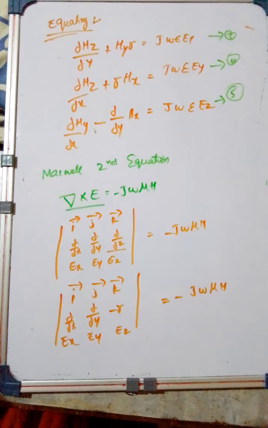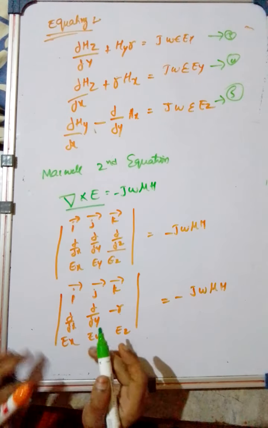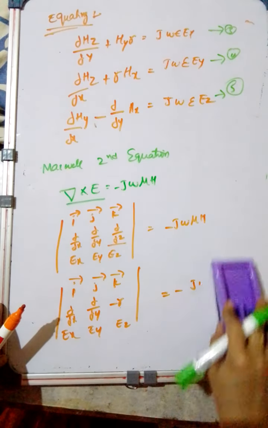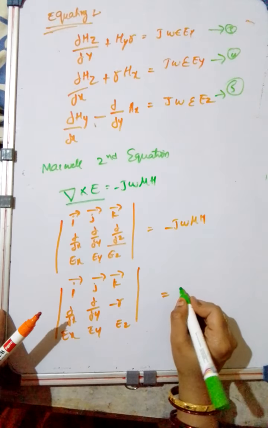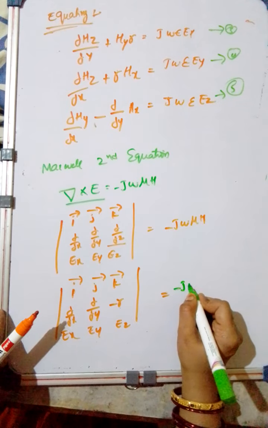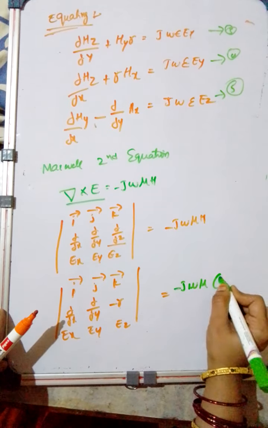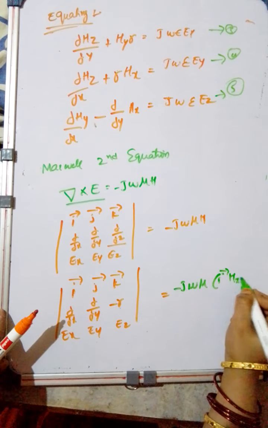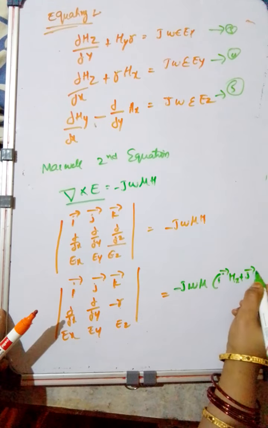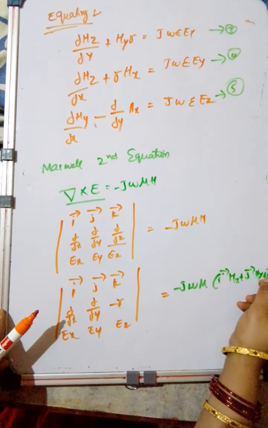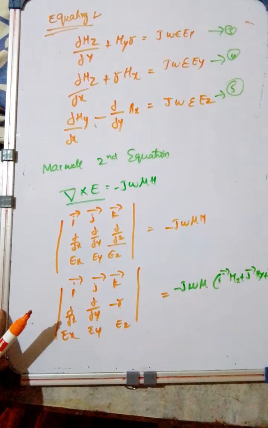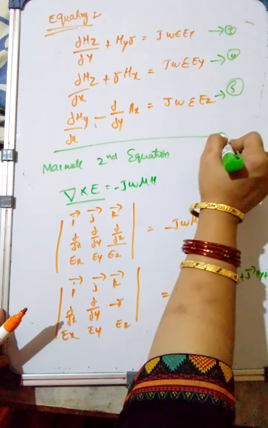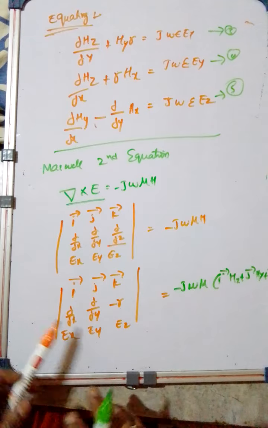Now expanding these equations, what will we get? Now I am expanding this one. What we will get: minus j omega mu times (h_x i-bar plus h_y j-bar plus h_z k-bar). Now similarly, we have to expand this term also.